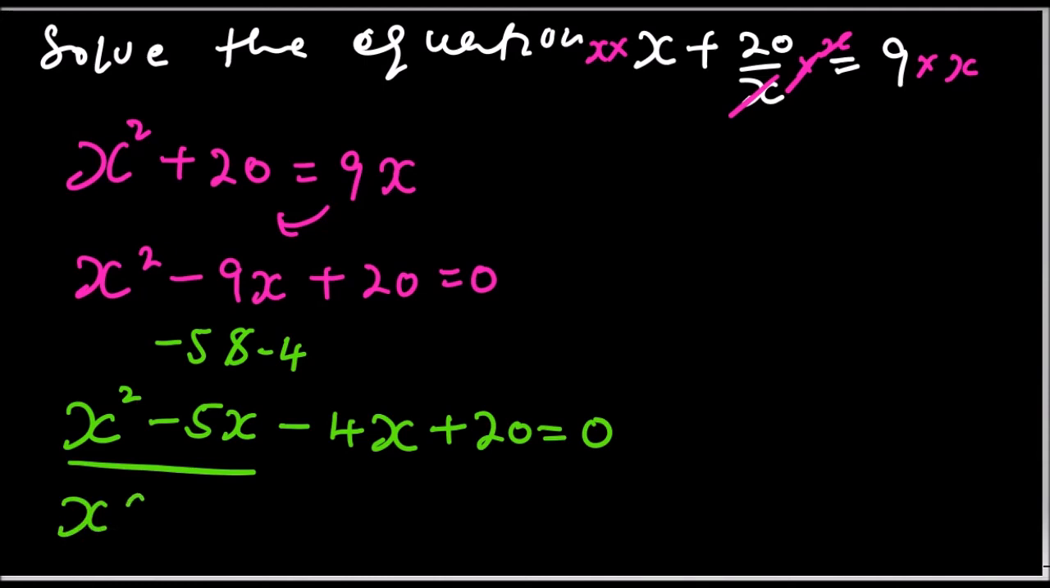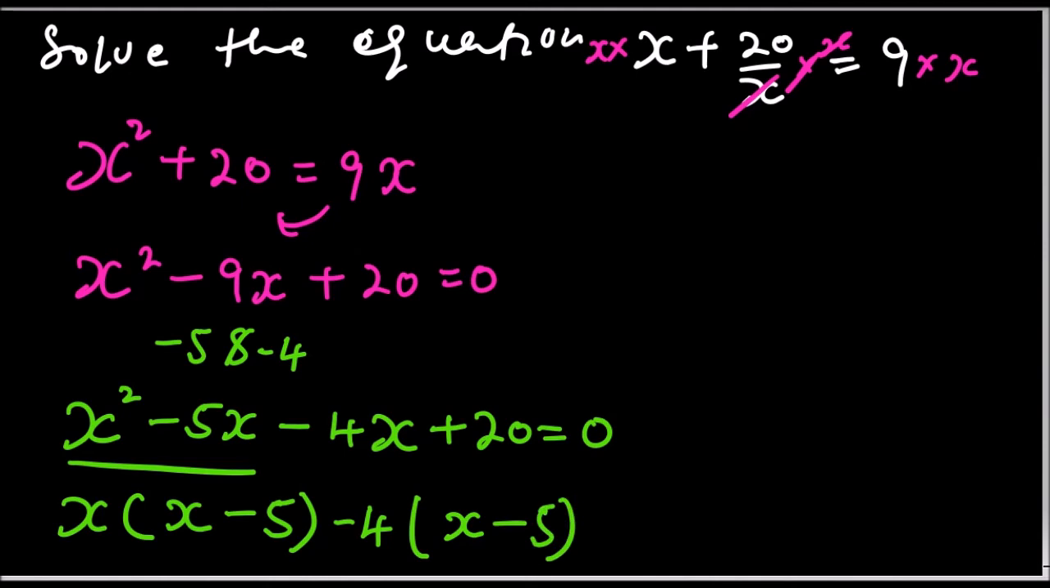We factor out what is common here. What is common there is x. We will be left with x minus 5. Remember when you open the bracket you should still get the same. Here you factor out minus 4, you get x minus 5, so that when you multiply minus 4 times x you get minus 4x, minus 4 multiplied by minus 5 you get positive 20 is equal to 0. Now from there we factor out what is common. We have x minus 5 is common, and we will be left with x minus 4 is equal to 0.